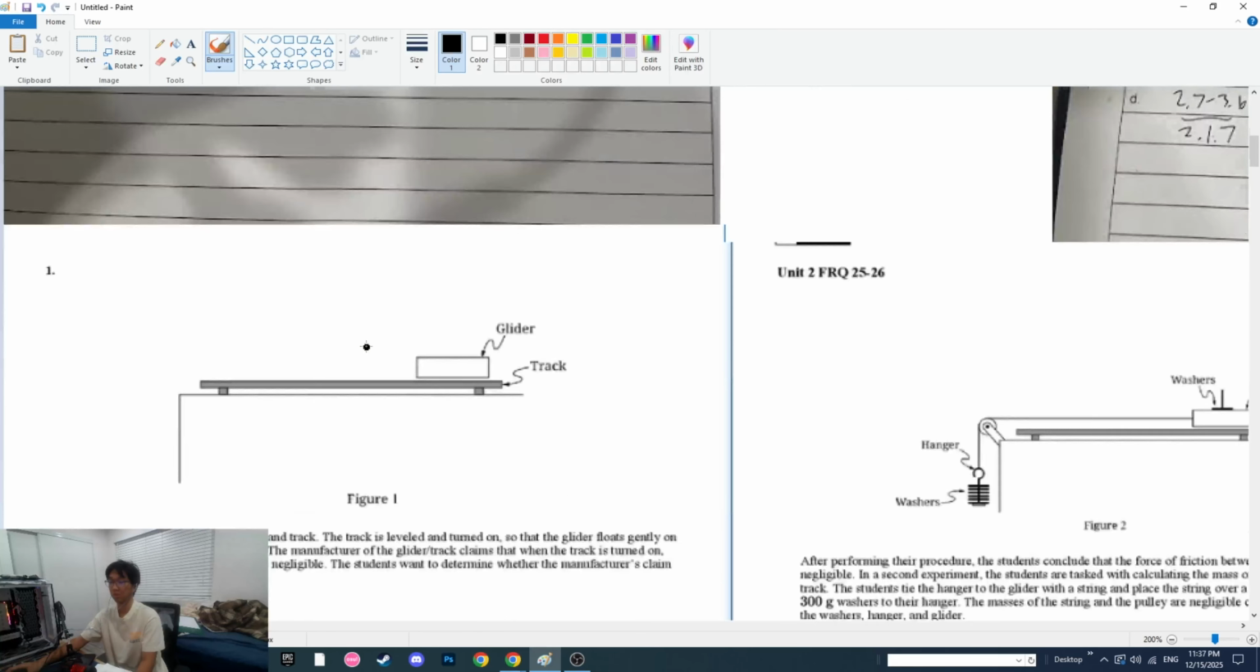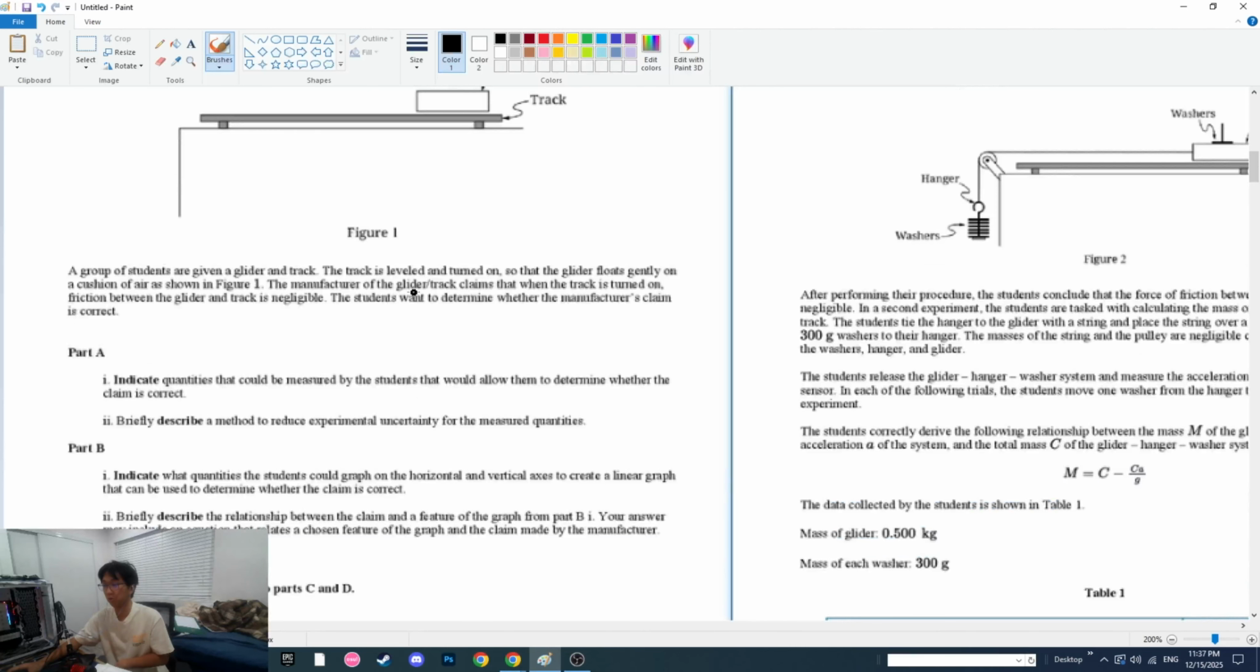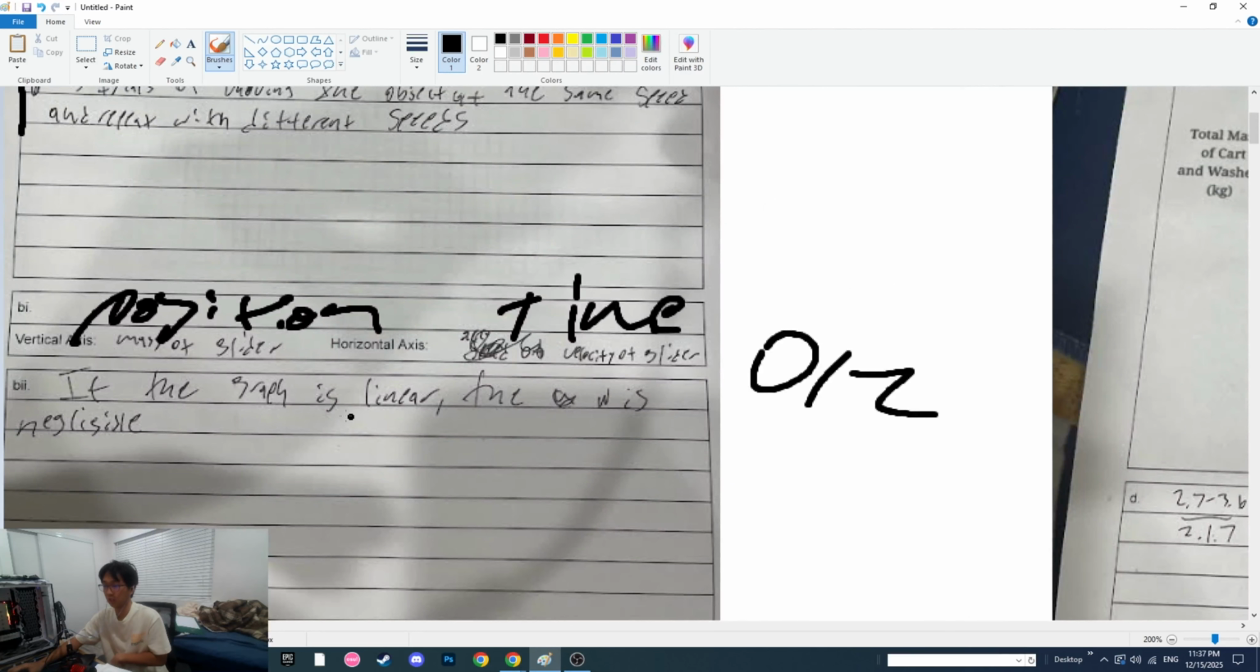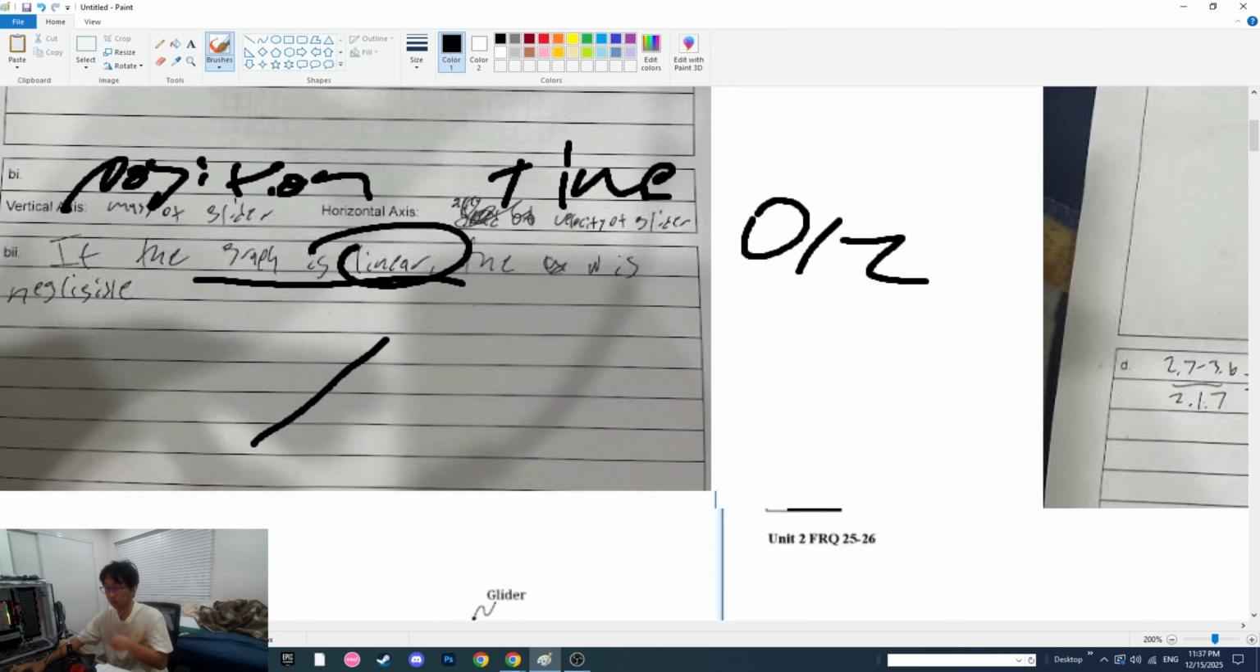positive linear slope. And for part B2, we need to describe the relationship that would prove our claim. And so I did mention that if the graph is linear, then the friction is negligible. But I should have mentioned that it was a positive linear slope. But I only mentioned linear, so I didn't give myself the point for that one.